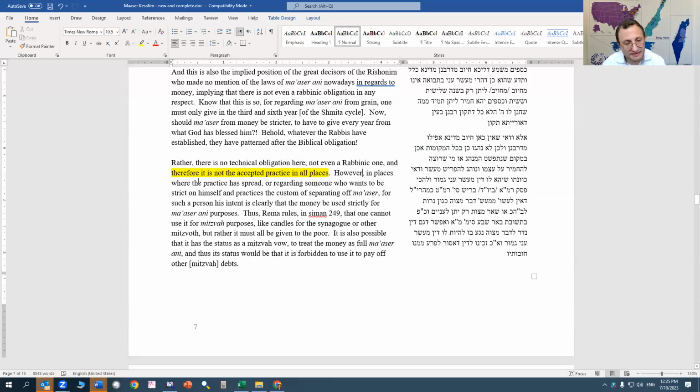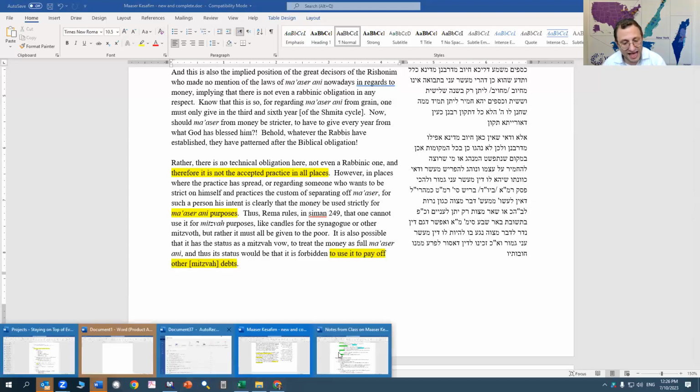However, in places where the practice is spread, or regarding someone who wants to be strict on himself and practices the custom, for such a person, his intent is clearly that the money be used strictly for Maaser Ani purposes. So he says, on the one hand, it's only a minhag. On the other hand, for those who do the minhag, I am going to assume that they are building it off of the model of Maaser Ani, of tithing to the poor. Thus, Ramah rules that one cannot use it for a mitzvah purpose, like candles. Rather, it must be given to the poor. It's possible it's become like a vow to treat it as Maaser Ani, and they would be forgetting to use it to pay off other mitzvah debts. So there's the question also of other debts.